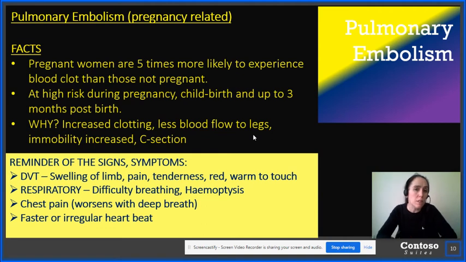And we know the signs and symptoms of PE. So it can start off with DVT, swelling of one limb, pain, red, hot. It can start with the respiratory symptoms. We all know what that is. So you might have an increased need to breathe. So the respiratory rate would be up, their SATs might be down. They might have blood in their sputum with PE.